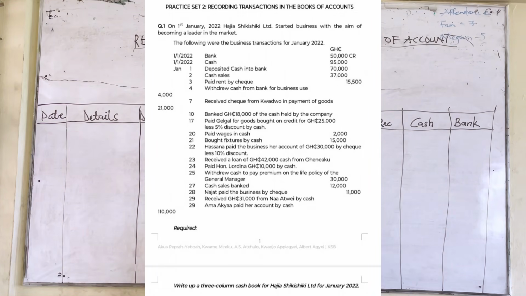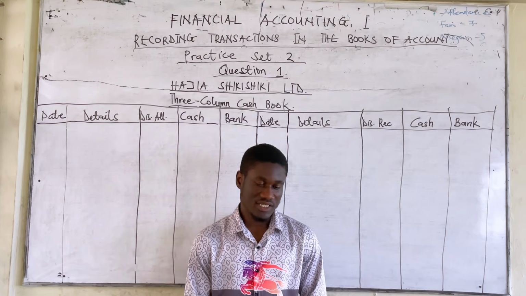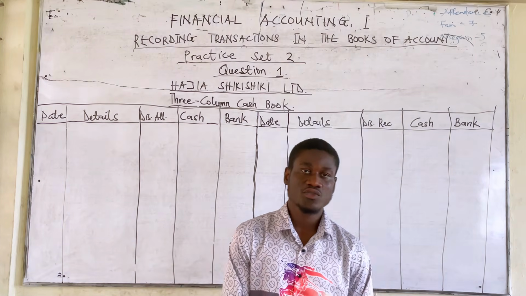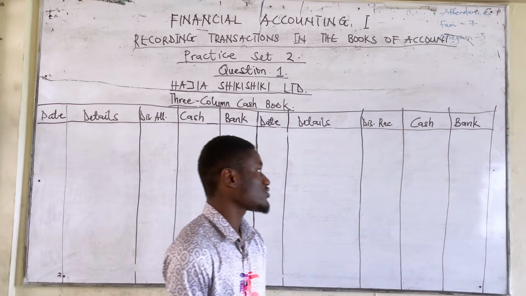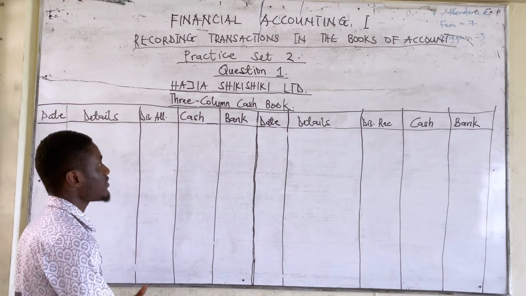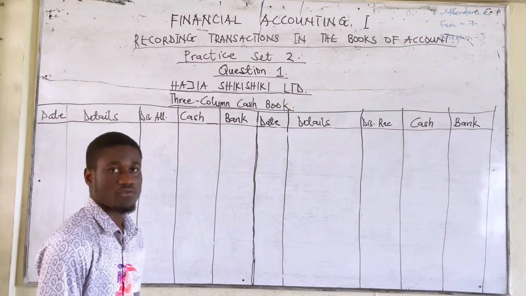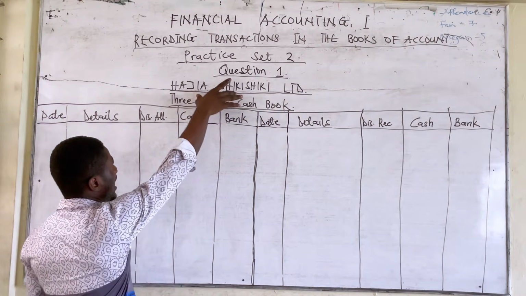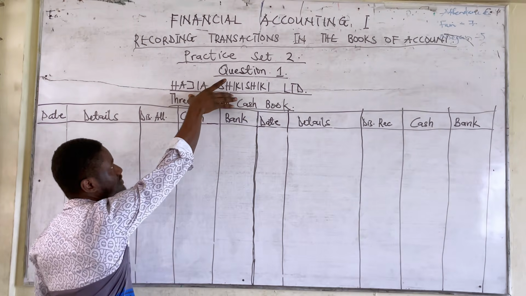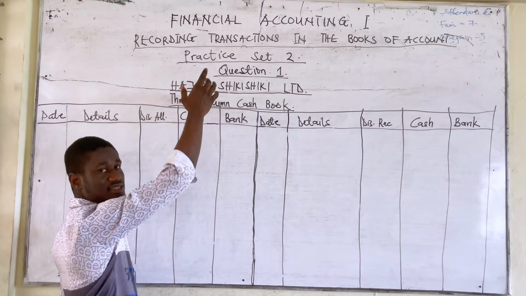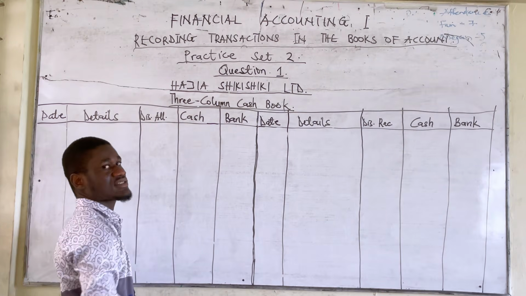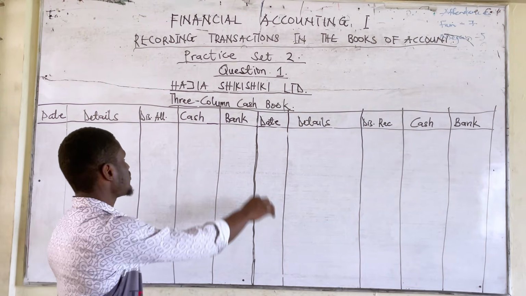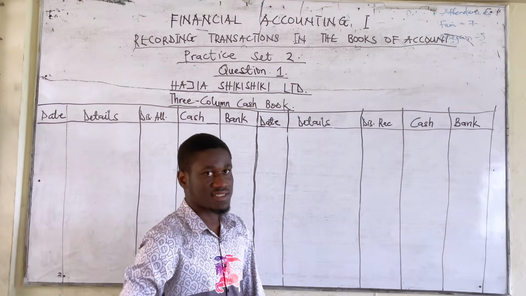The requirement is that we should write up a 3-column cash book for Adia Shikishiki for January 2022. Good. So first of all, we are going to write our heading, the business name. Then we'll come to our requirements. What did the question say we should do? Then we'll write that one underlined neatly.